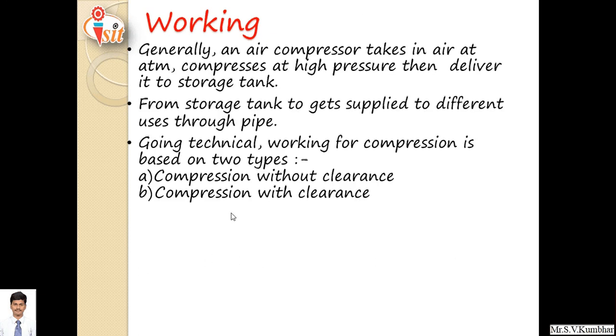Generally, an air compressor takes air at atmospheric pressure. In a refrigeration system, low pressure vapors of refrigerant from the evaporator pass to the compressor, where they are compressed to high pressure and high temperature, and then delivered to the condenser. After condensing, the refrigerant flows through the expansion valve, and after the expansion valve it flows to the evaporator. The working of a reciprocating compressor is divided into two parts: compression without clearance volume and compression with clearance volume.